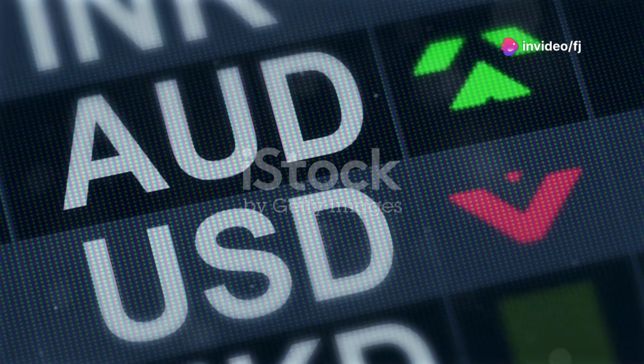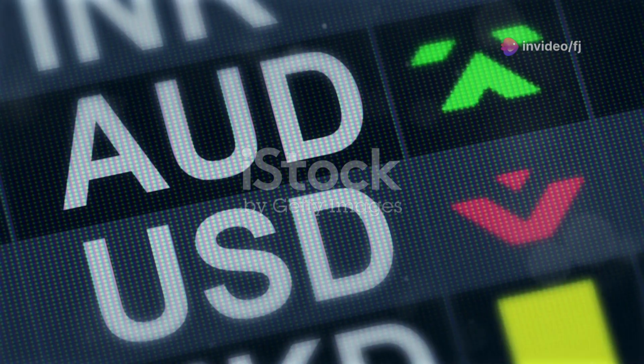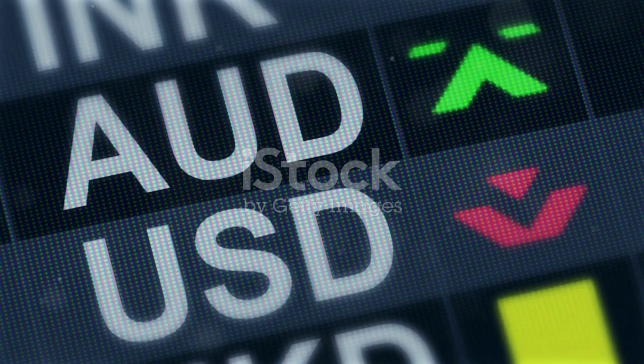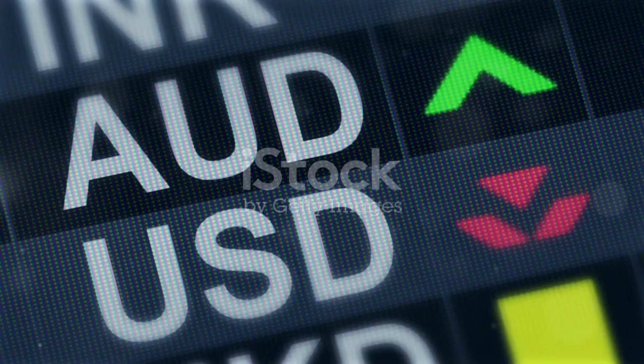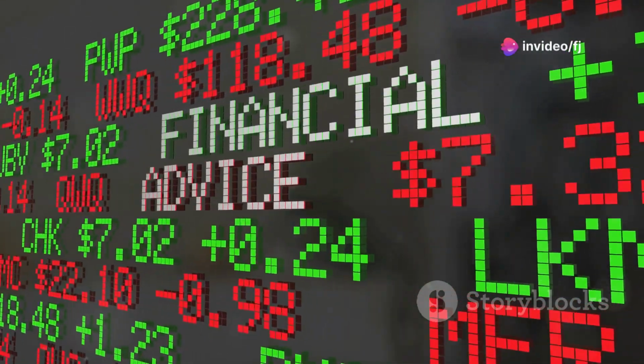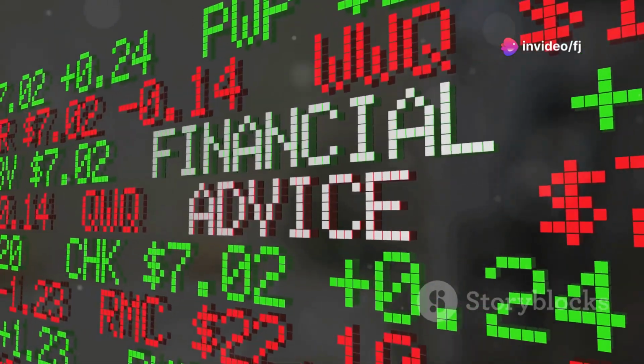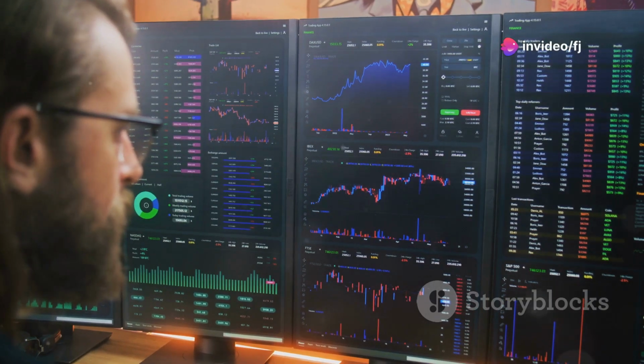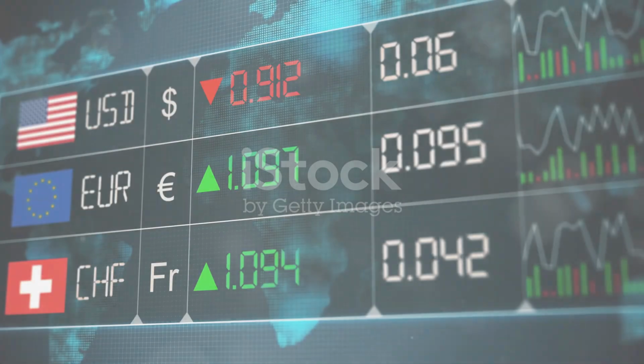Today we're diving into the recent factors impacting the Australian dollar and what's behind its current downward trend against the US dollar. With news of potential tariffs from President-elect Donald Trump on Chinese goods, market pressure on the Aussie is ramping up. Let's look at what's happening and what traders need to know.